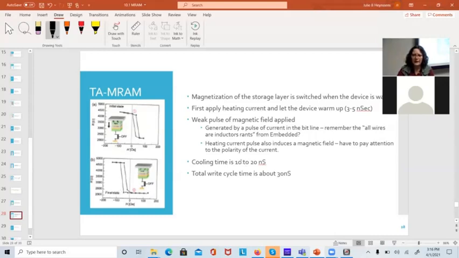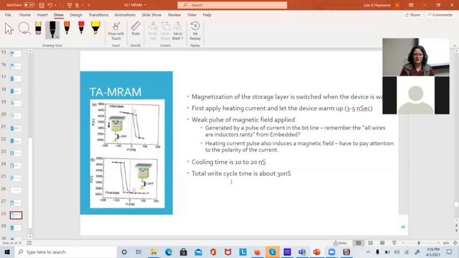It takes about 10 to 20 nanoseconds for this to cool down once it's heated up. So the total write cycle's about 30 nanoseconds. It's a little slower than DRAM, but yeah, okay. Where can we take this? We have 2 good ideas.